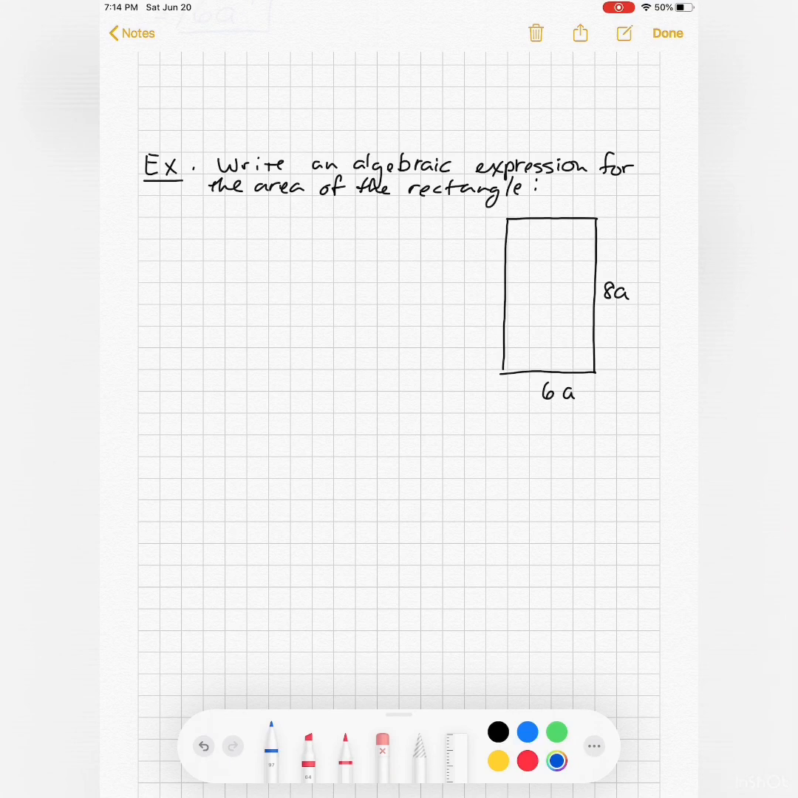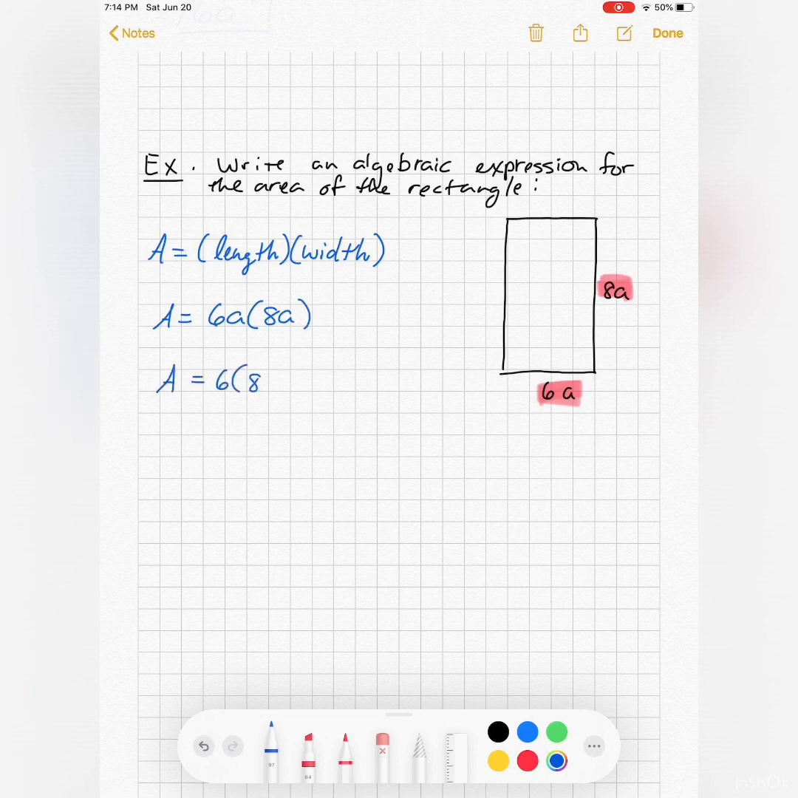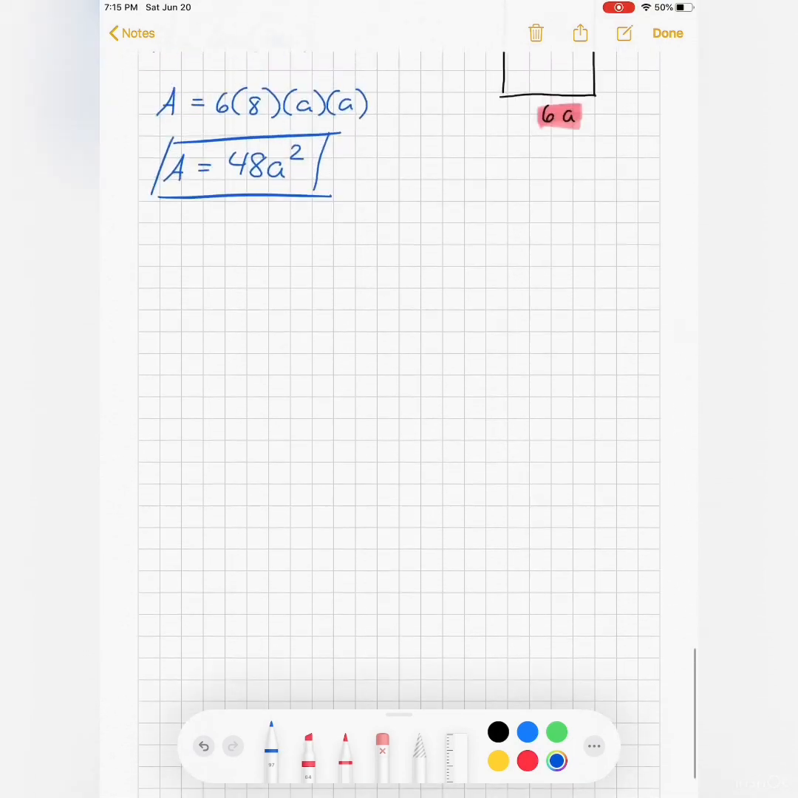Write an algebraic expression for the area of the rectangle. So if you remember from geometry, for a rectangle, the area is the length times the width. So those two quantities are given here in terms of the variable a. So we would just multiply those. Okay, so the area would be 48a squared. And that's the last one.